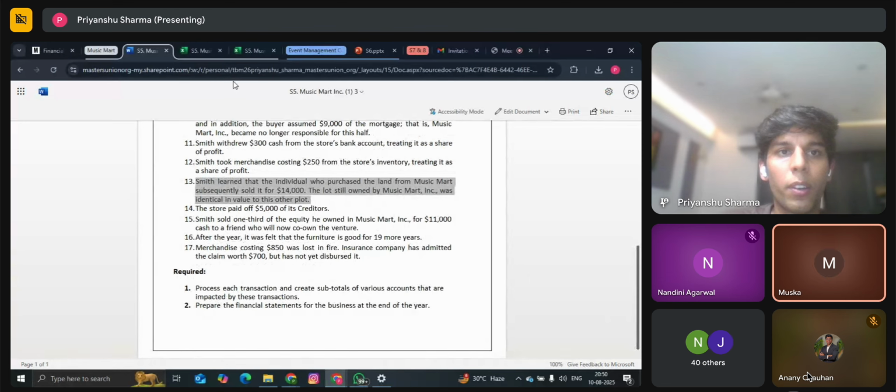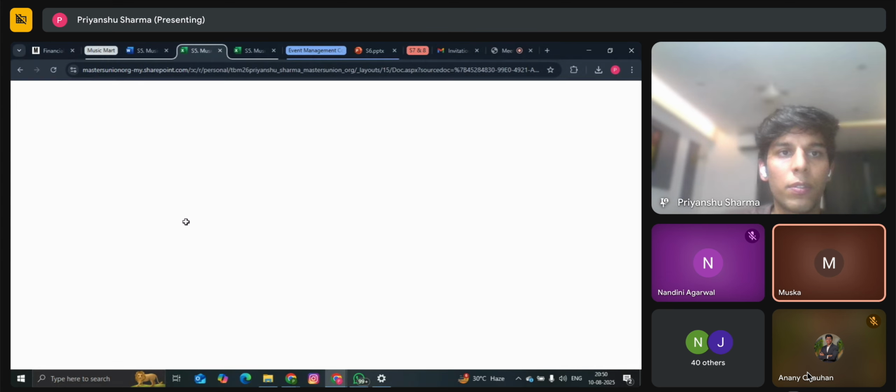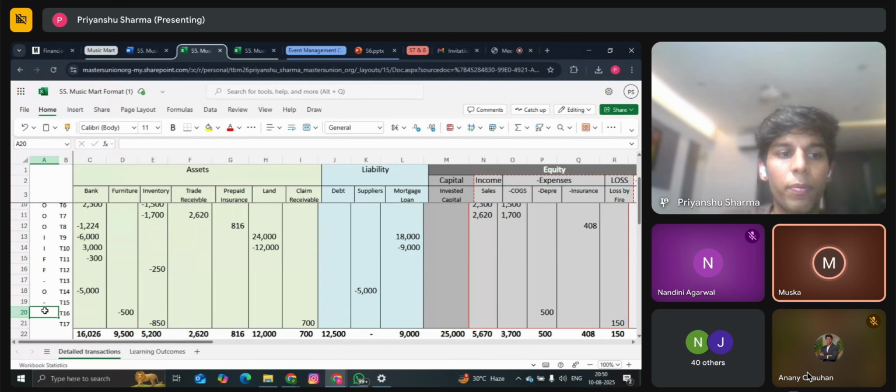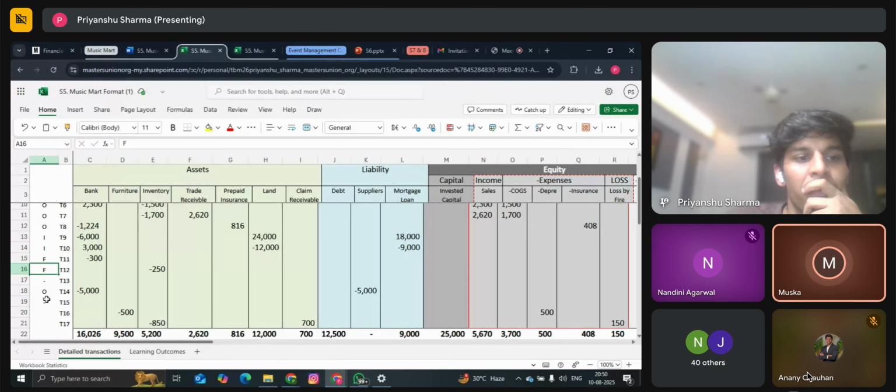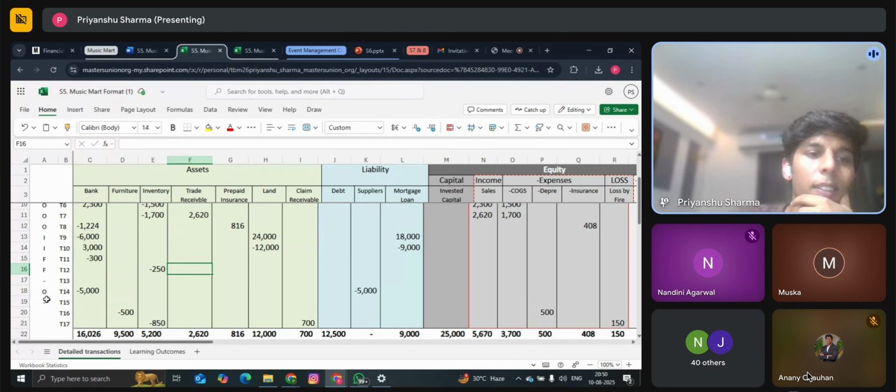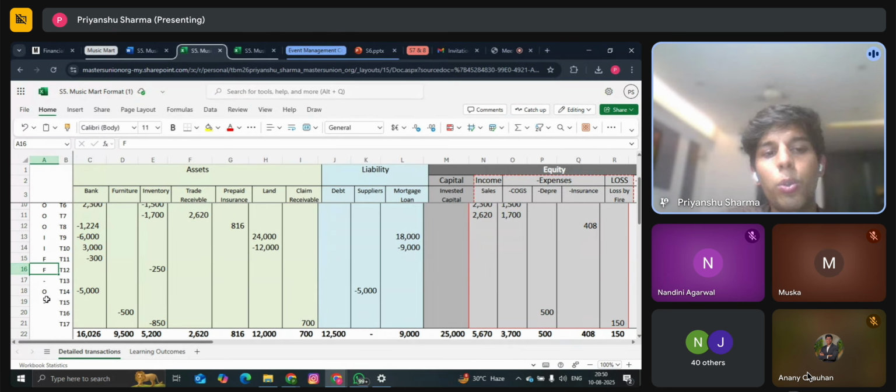Priyanshu, one thing. Whatever the owner does, like the 250 one, whatever the owner does inside this, we will take it inside financing. Yes. Okay. Yeah. Every transaction that has to do with the owner will come under financing.